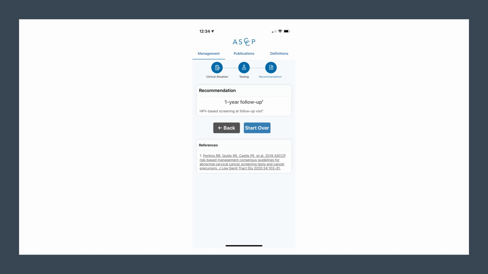And we're going to get the management recommendation of 1 year follow-up, and that there would be HPV. So again, that kind of co-testing. Note we don't have a risk assessment. The patient doesn't have a CIN3 based on the biopsy, so there is no immediate risk for CIN3.